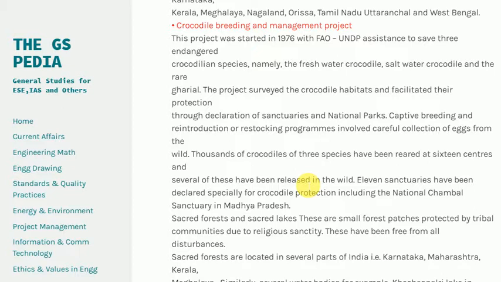Thousands of crocodiles of three species have been reared at 16 centers and several of these have been released in the wild. 11 sanctuaries have been declared specially for crocodile protection, including the National Chambal Sanctuary in Madhya Pradesh. Sacred forests and sacred lakes. These are small forest patches protected by tribal communities due to religious sanctity.